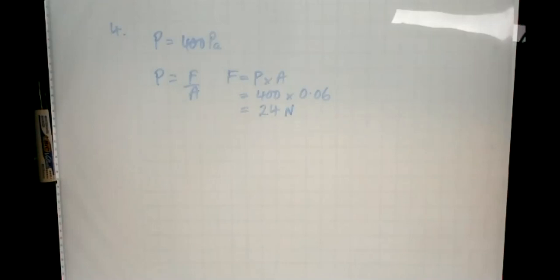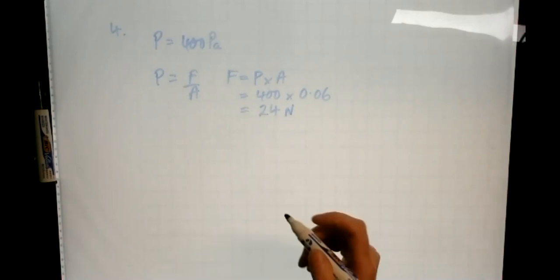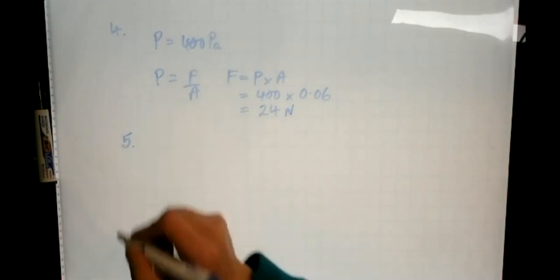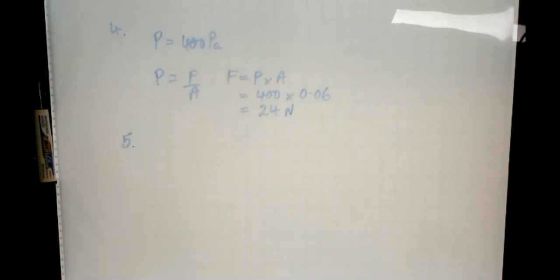Okay. Next, question. So the pressure on the cover of a book due to the Earth's atmosphere is 1 by 10 to the power of 5 Pascal. So if the area of the cover of the book is 621 centimeters squared, calculate the force on the cover of the book due to the atmosphere. So again, the formula.